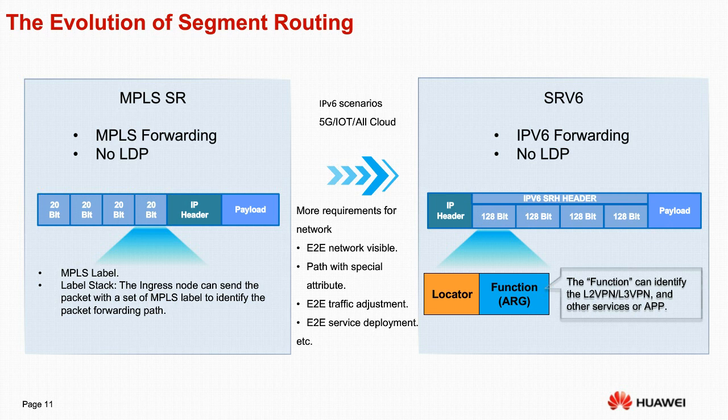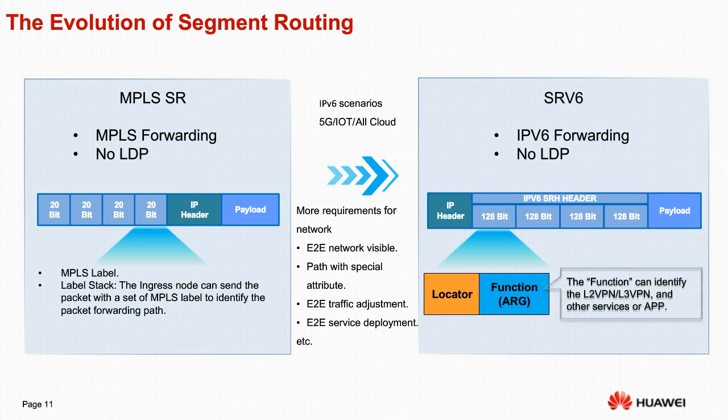We can say one label can have two parts. One part indicates the locator, which device will receive this packet. Another part means, in this locator, in this device, which kind of function will be executed. Just like we can support L2 VPN, we can support L3 VPN, and so on. So this kind of evolution is just to help the network to support E2E function.